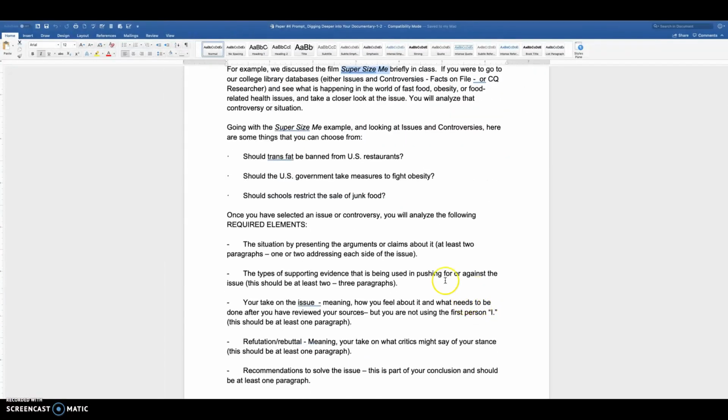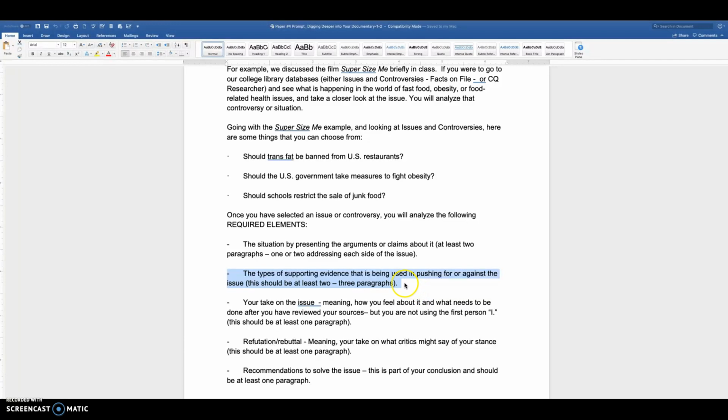So you're going to want to take some time, do a little digging, and this is what you're going to do. You are going to present a paragraph or two about the situation, what people are saying about it. Fast food is bad. Fast food is good. Killer whales in captivity are great. Killer whales in captivity is horrible. You pick a side. Then you tell me what types of supporting evidence people are using for their point.